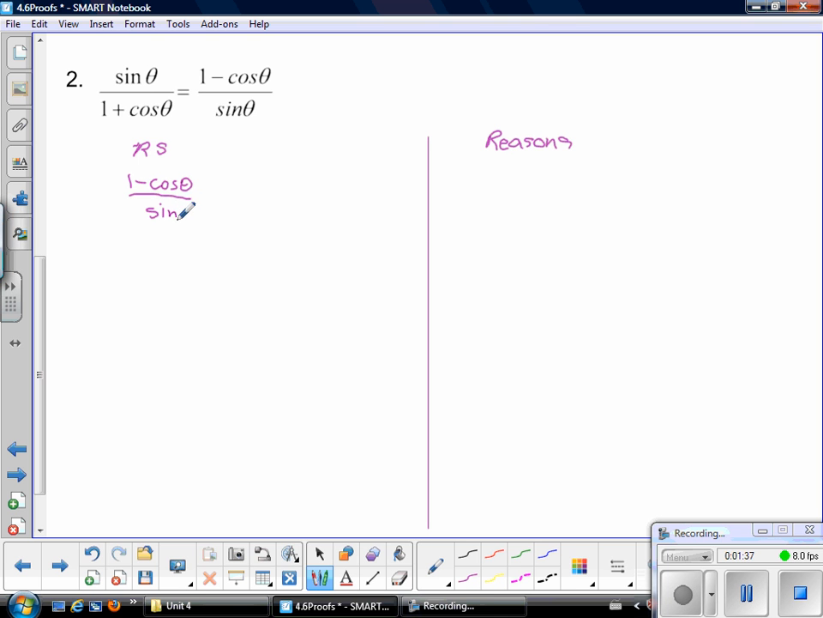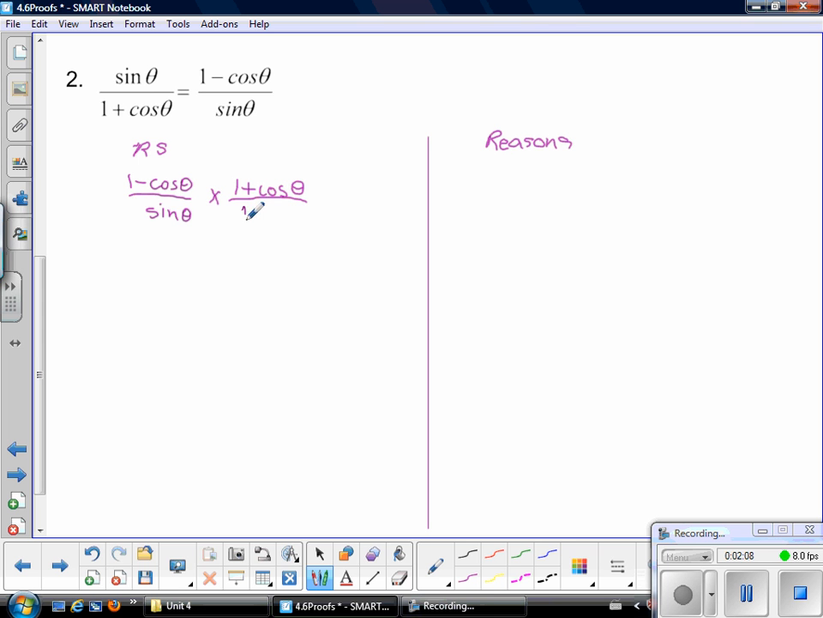Now when I look at this, I'm thinking somehow I have to get coses on the denominator because I'm comparing it to the side I want, and I need sines on the top, and I need positive and not negative with the cos. So what I'm going to do is multiply by 1. The one I'm going to be multiplying by is going to be 1 plus cos theta. And you'll see in a moment why I did that.